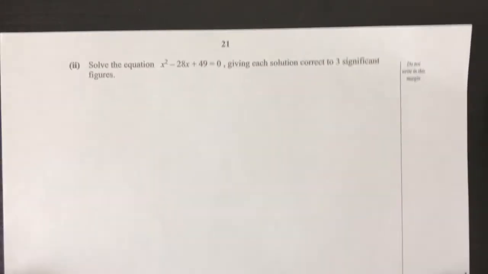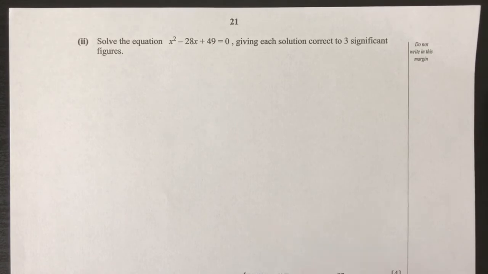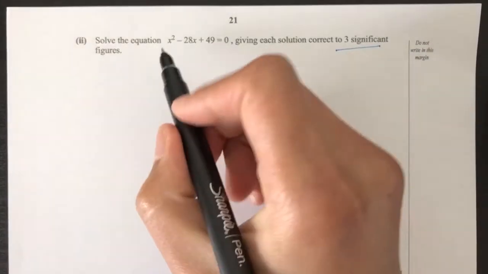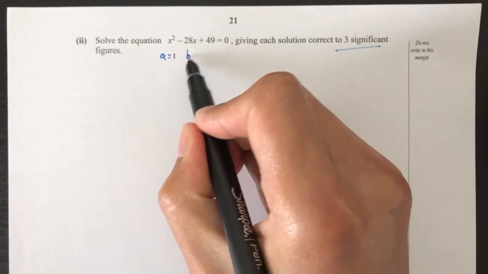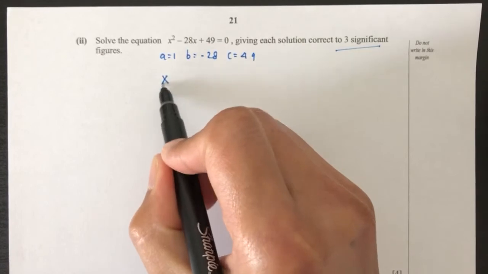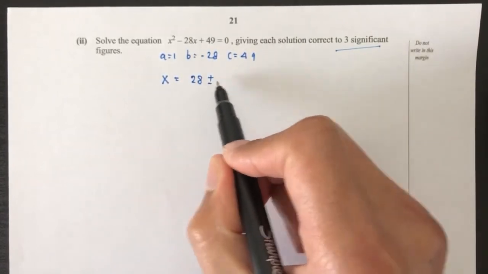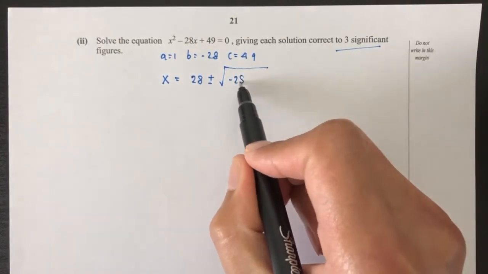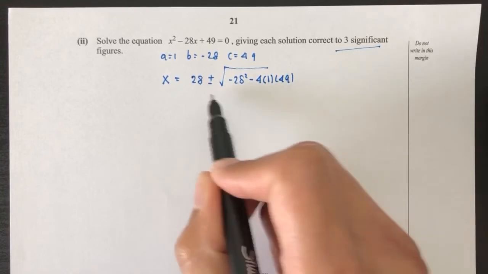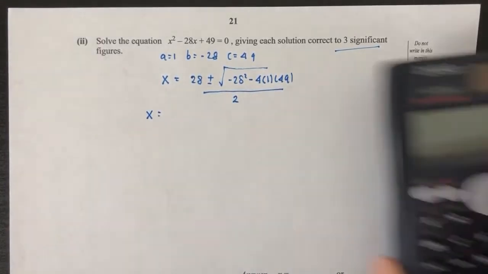Okay, now moving on to part 2. It says solve the equation giving your answer correct to 3SF. So this means that we have to use our formula. A is equal to 1, B is minus 28, C will be 49. So x will be minus B, 28, plus minus the square root of B squared minus 4 times A times C, divided by 2A. So let's do that.